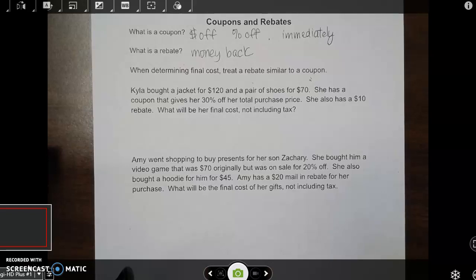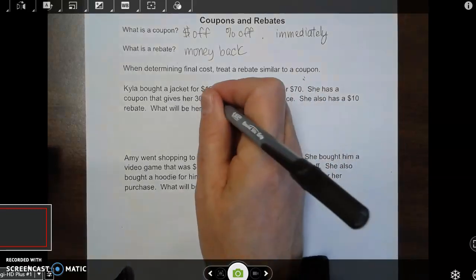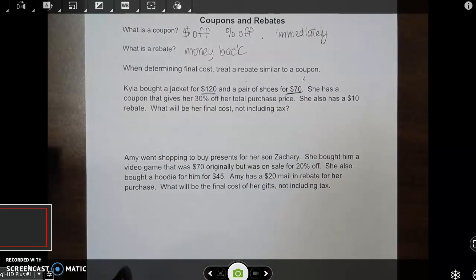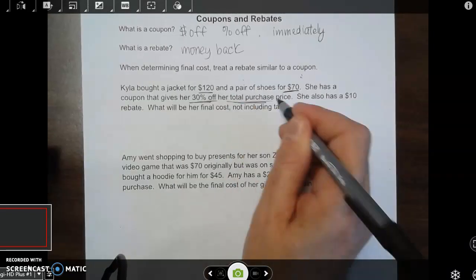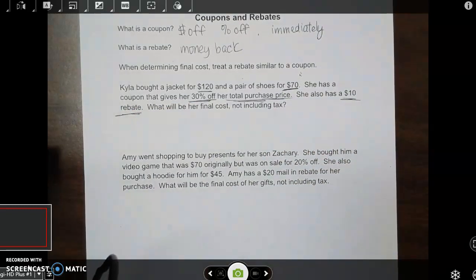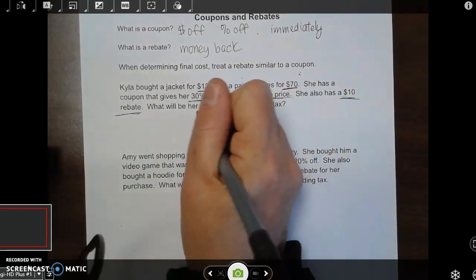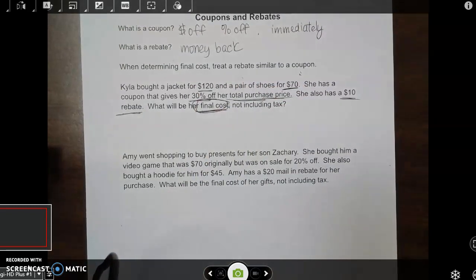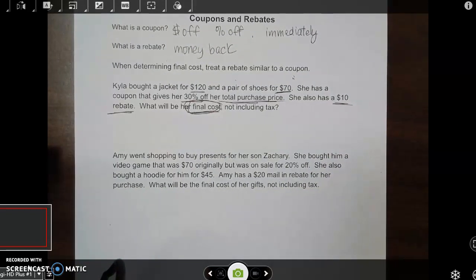So let's look at this first problem here. This is a little different than what we've done. Kyla bought a jacket for $120 and a pair of shoes for $70. She has a coupon that gives her 30% off of her total purchase. She also has a $10 rebate. So again, we're going to treat that like a coupon. What will be her final cost? I'm going to circle that because that's what I'm looking for, not including tax. So we're looking for our total final cost.